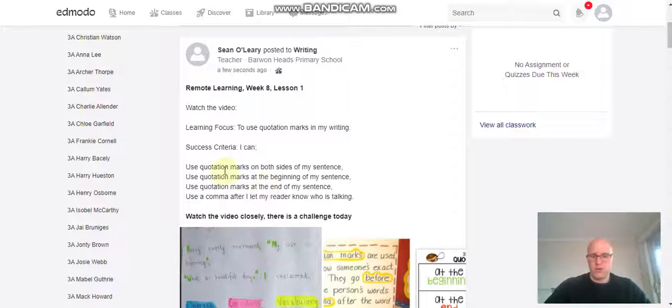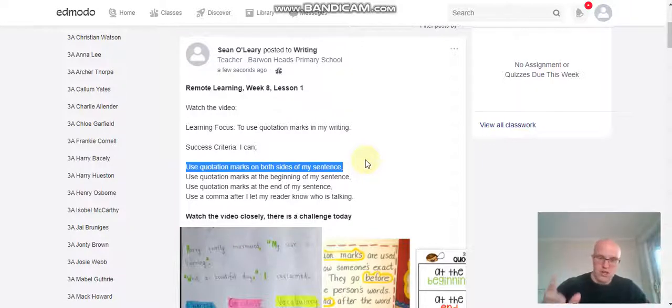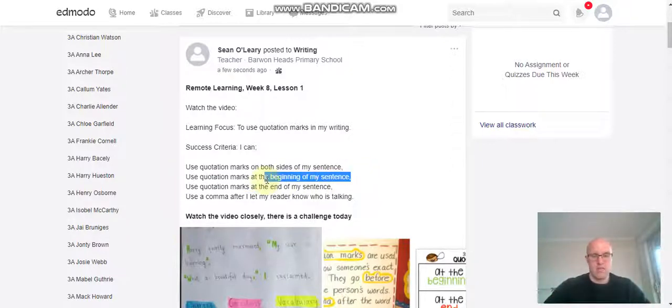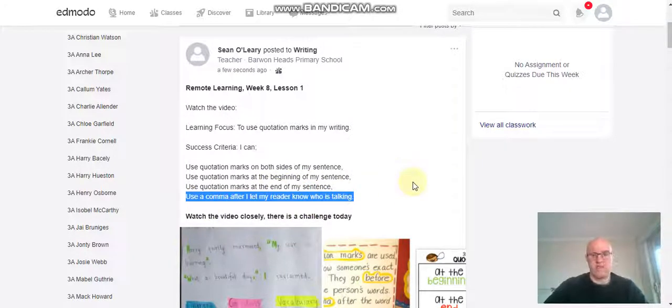So we have 4 success criteria that we're going to learn about today with quotation marks. And the success criteria is that I can use quotation marks on both sides of my sentence, at the beginning of my sentence, at the end of my sentence, and I can use a comma after I let my reader know who was talking. So I'll explain that a little bit, but it's kind of building on some of the things we've already learnt about.